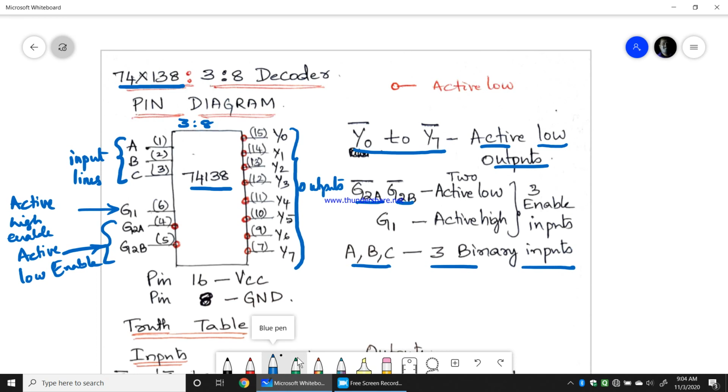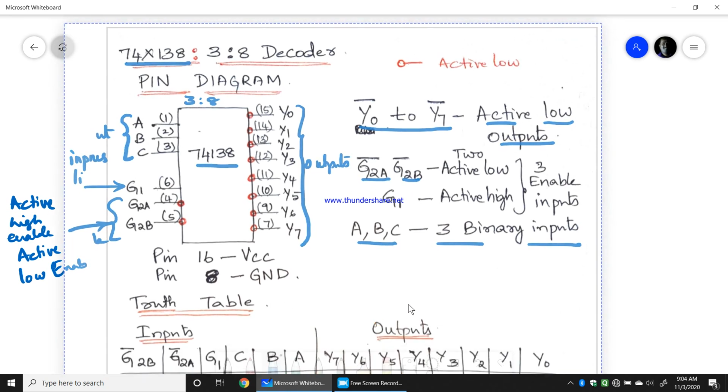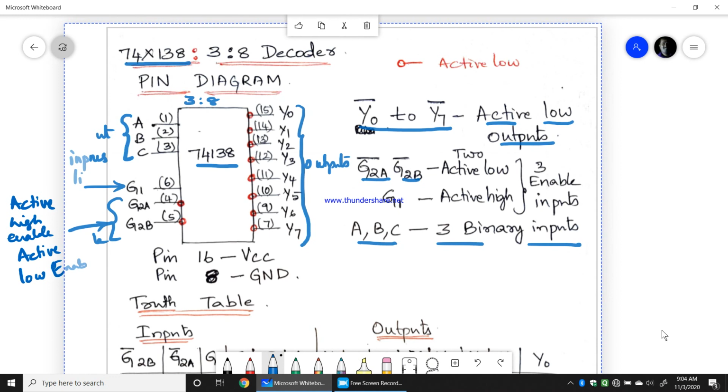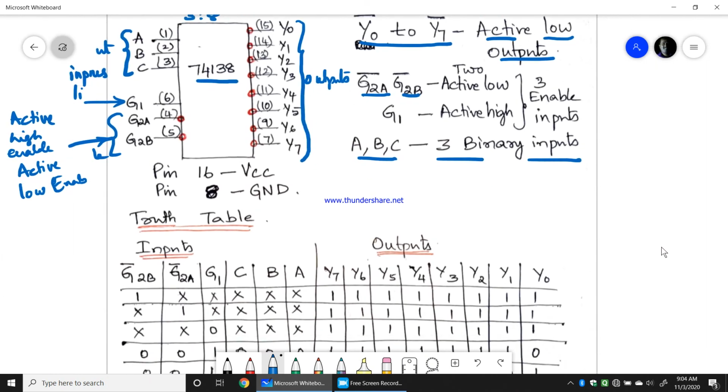Now coming to the truth table. Before getting into the truth table, we should also see that 1, 2, 3 are the pins for ABC; 6, 4, 5 for G1, G2A, G2B; 7, 9, 10, 11, 12, 13, 14, 15 are for Y0 to Y7; whereas pin number 16 is VCC and pin number 8 is ground. That is how the IC pin details are. Okay.